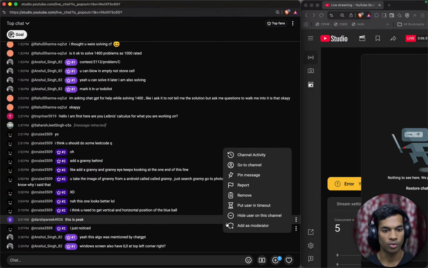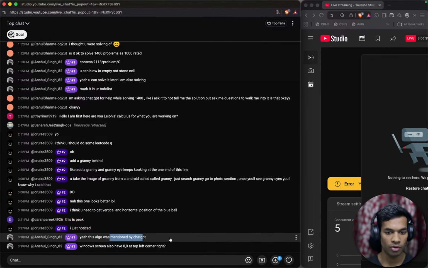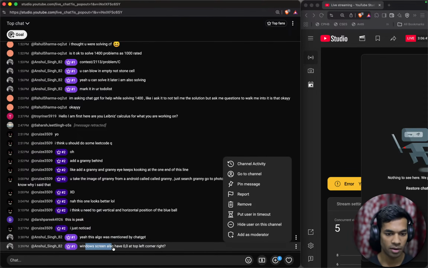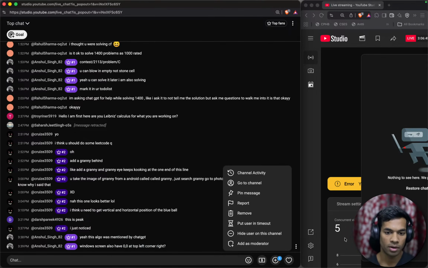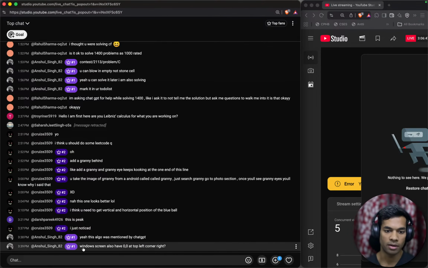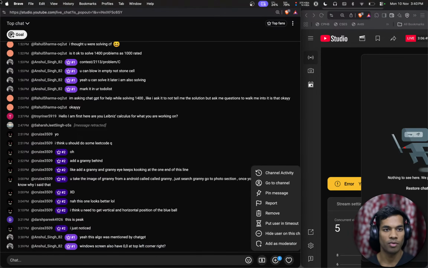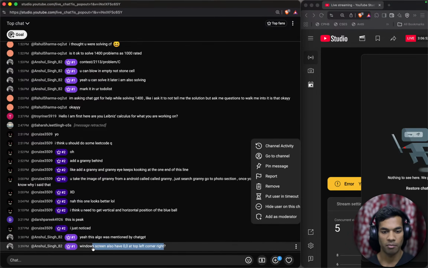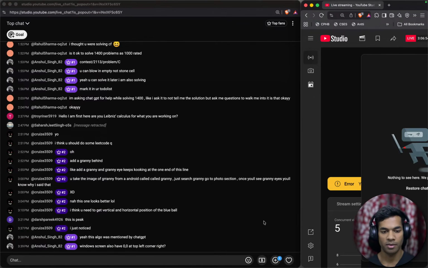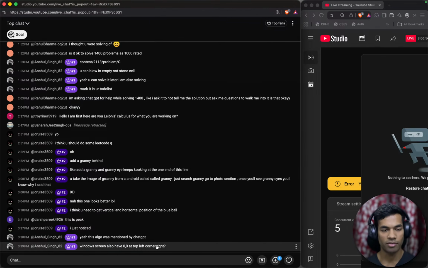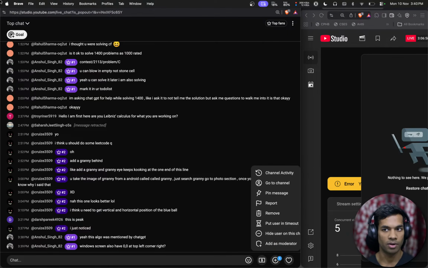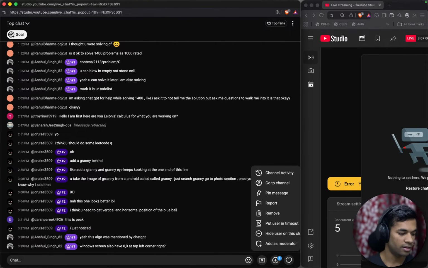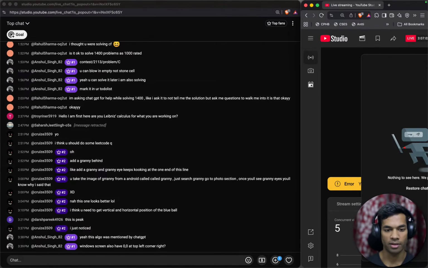Yo, just noticed. This logo was mentioned by ChatGPT. Window screen also has 0, 0. Wait, Windows screen, I don't know. Like whenever we do an API call, Windows gives us the cursor position of anything that we are asking for from the top left. That is crazy.